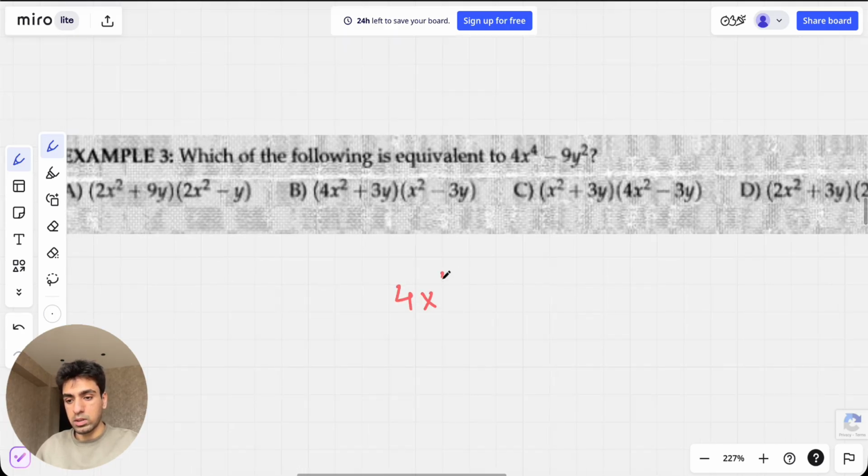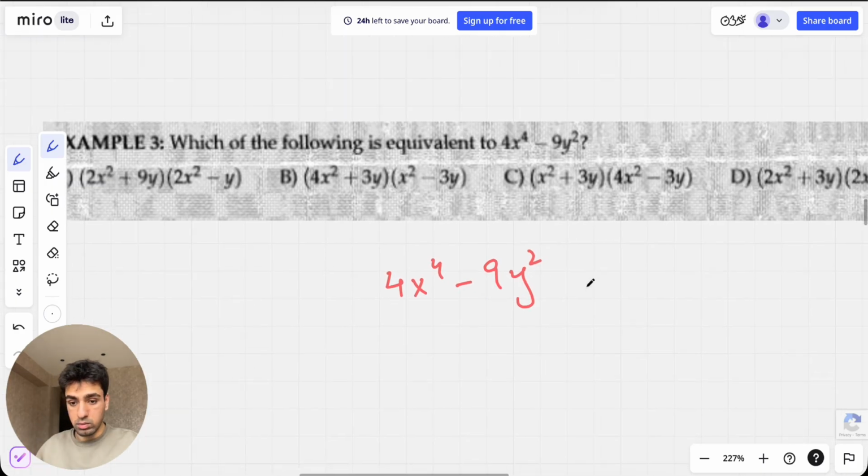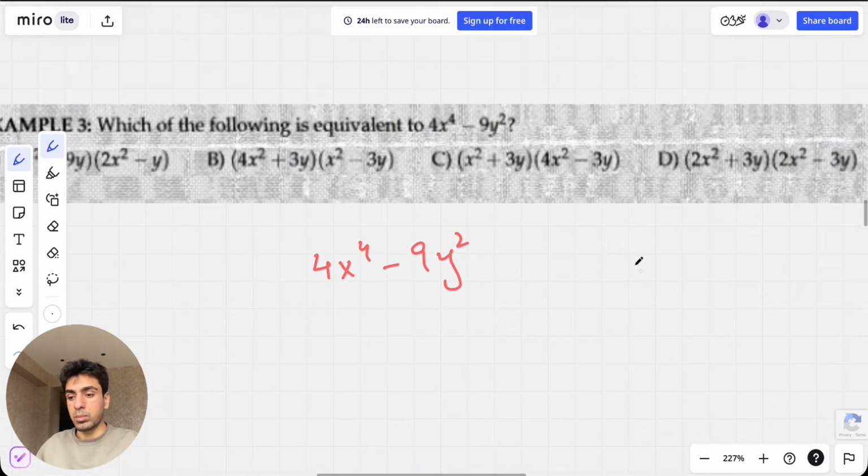So we have 4x to the power of 4 minus 9y squared. This is like the third rule. We need to write this as a squared minus b squared.